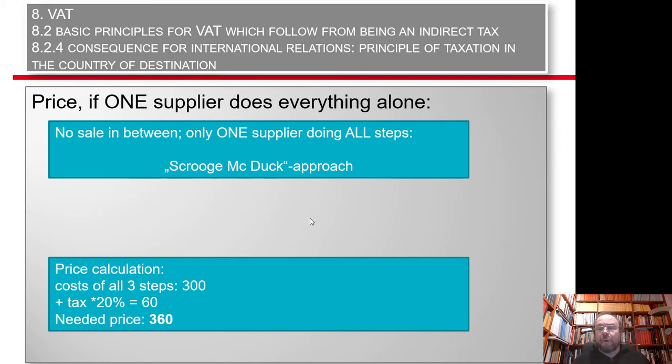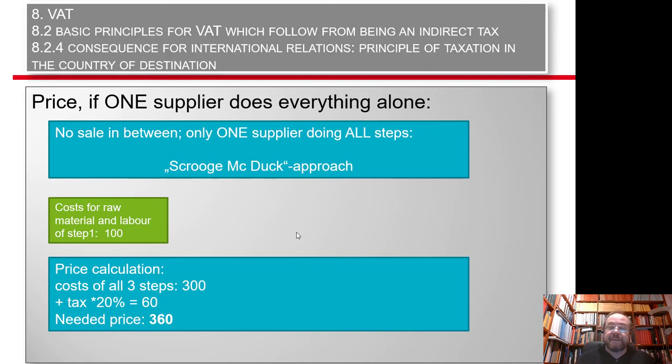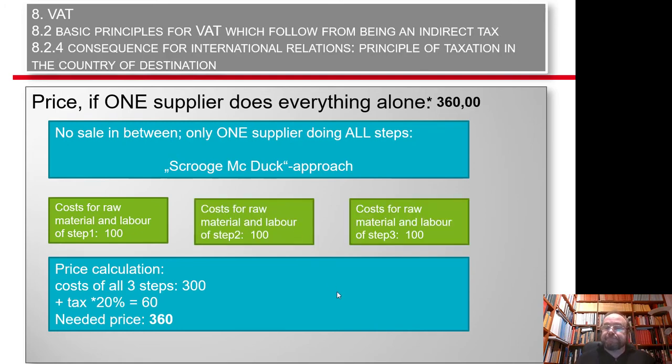So no sale will ever take place in between. One person does everything from the beginning to the end. So all the 3 steps of production are done by Scrooge McDuck himself. So 300 euro are the costs which need to be covered. So that's the necessary net price. 60 come on top, value added tax, needed price is 360. So our friend Scrooge McDuck can offer the same product as the suppliers A, B, C for a price of 360.